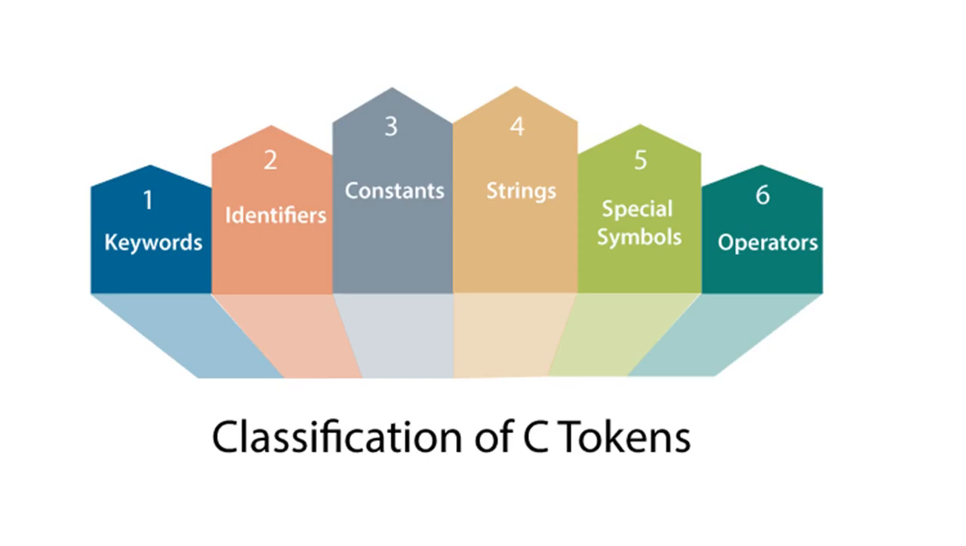Classifications of tokens: keywords, identifiers, constants, strings, special symbols, operators. That we have completed.